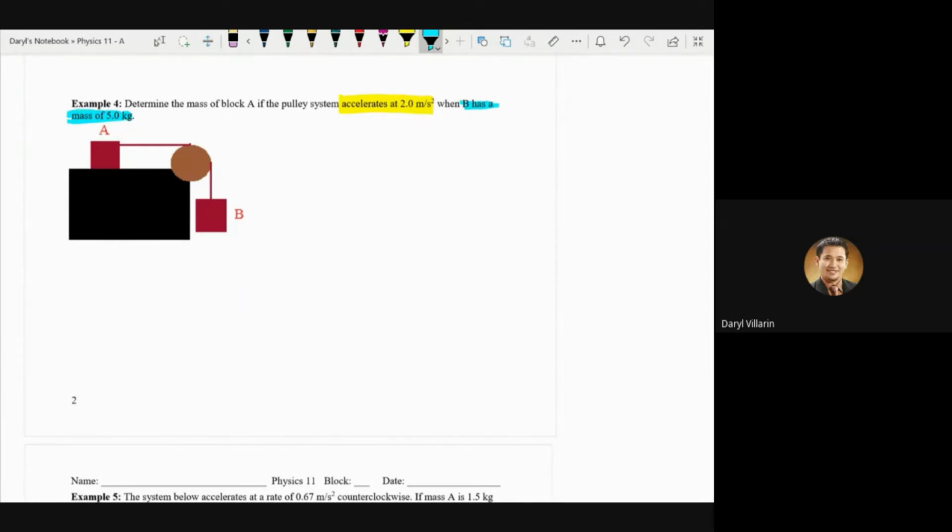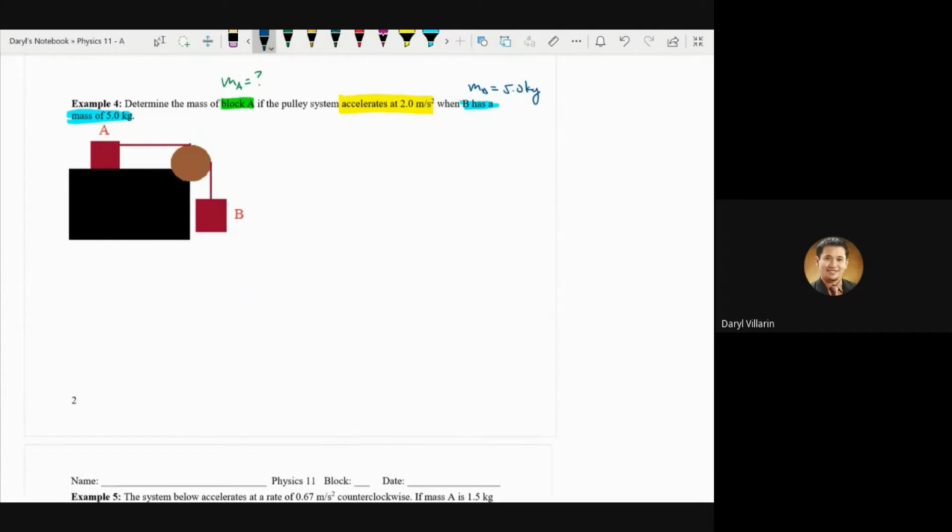Okay, we're given the acceleration, but we don't know the mass of our object A or block A. So essentially, we don't know MA here. That's a question mark, but we're given the value of MB, which is 5.0 kilograms.